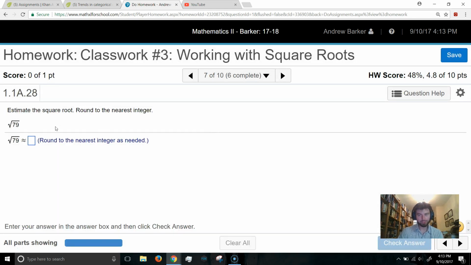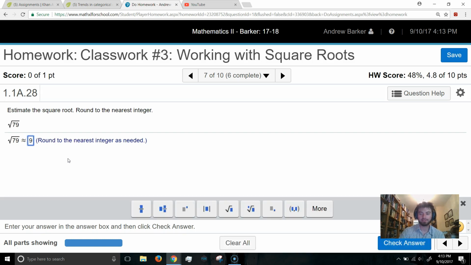So this one, it says estimate the square root, round to the nearest integer. 79 is pretty close to 81, the square root of 81 of which is 9. So this is pretty close to 9. It says round to the nearest integer, so 9 is going to be it. Integer is like a whole number. So it says nearest, closest whole number. Closest whole number is going to be 9.